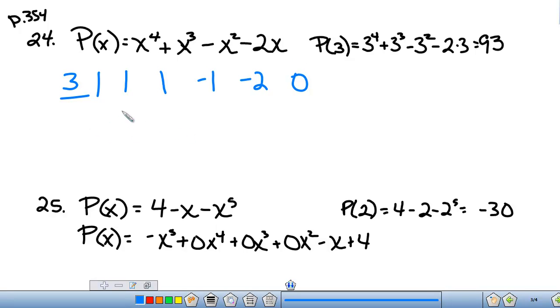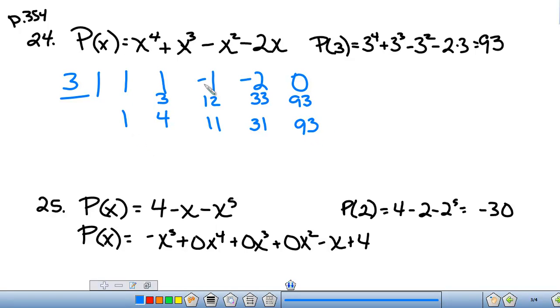So again, with synthetic division, we drop down the first term and start multiplying and adding. So we'll start with 3 times 1, and we'll add those together to get 4. 3 times 4, and we'll add these two together to get 11. 3 times 11, add those together, and 3 times 31 is 93. Add those together, and you get 93.